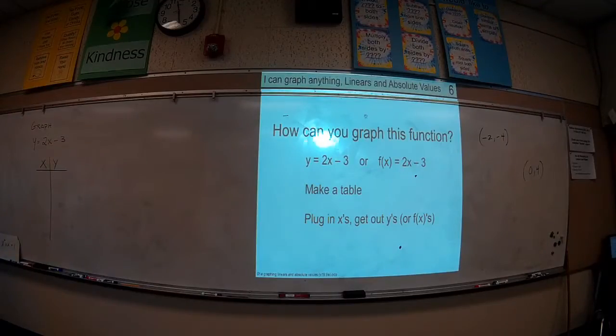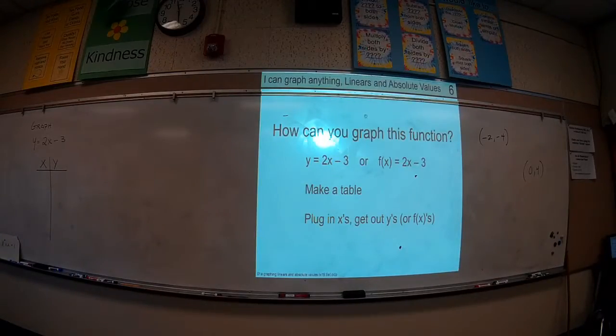Repeat after me. I can graph anything. One more time. I can graph anything. It's just a table of values. We're going to plug in some X's, we're going to get out some Y's. It's going to be a bunch of points, we plot them on the graph.